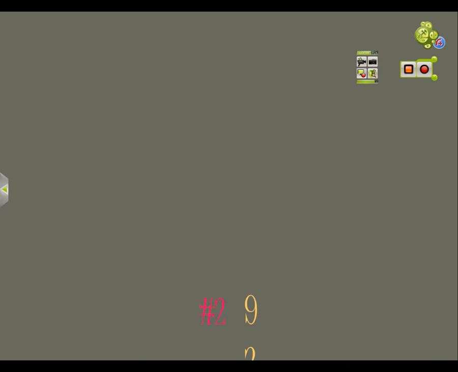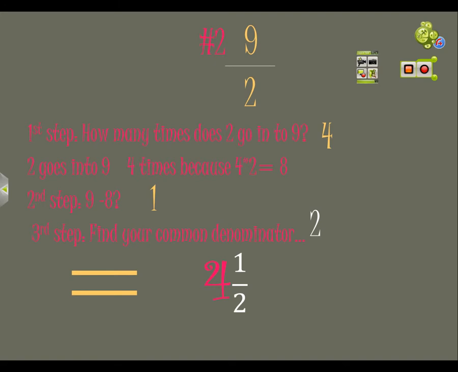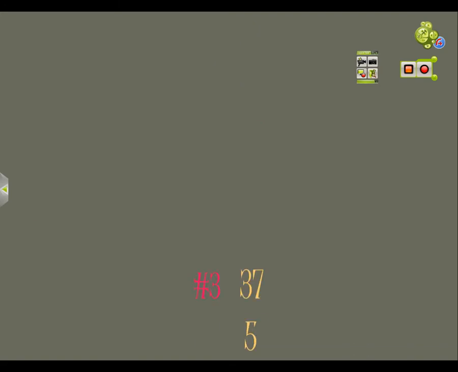Last one. Number 2. 9/2, sorry. First step, how many times does 2 go into 9? 4 times. 2 goes into 9 4 times because 4 times 2 equals 8. Second step, 9 minus 8, 1. Third step, find your common denominator, 2, equals 4 and 1/2 is the answer.